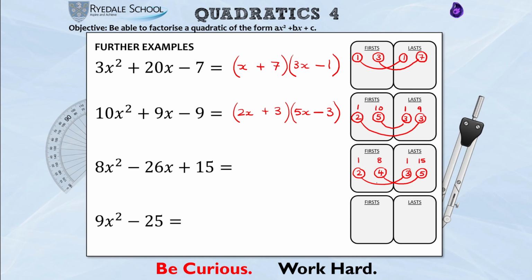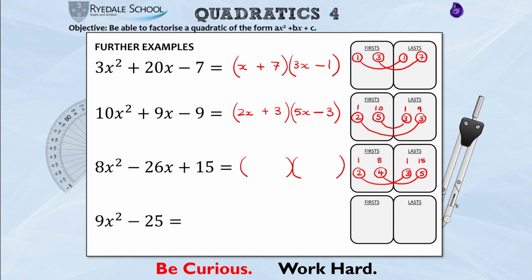So I couldn't say, I'll have the 2 times the 1 and the 4 times the 5, because if you put 1 and 5 in your lasts, you're not then going to make the 15. It's very much a little puzzle that you just need to unpick.